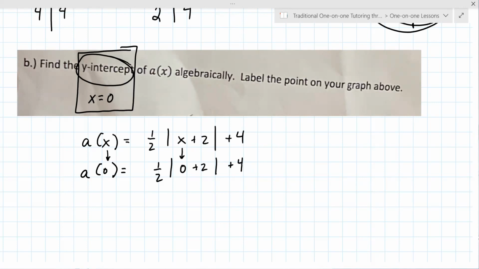Okay, so from here, we're just evaluating this, we're simplifying. The first thing you have to do is do what's inside parentheses. What is 0 plus 2? What is the answer to 0 plus 2?